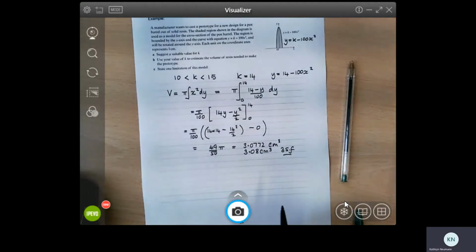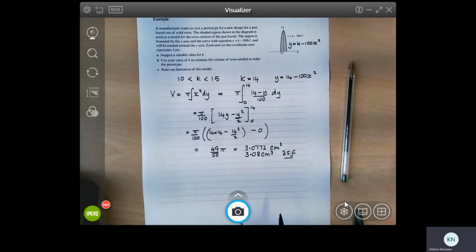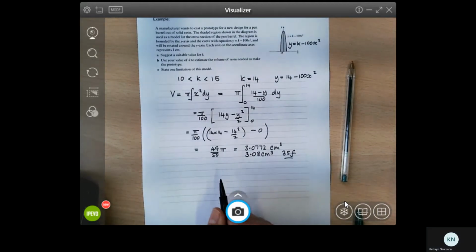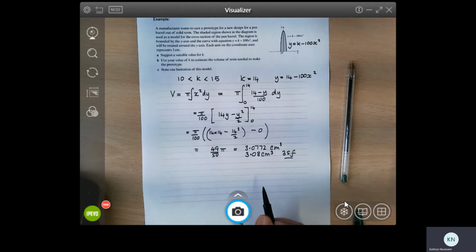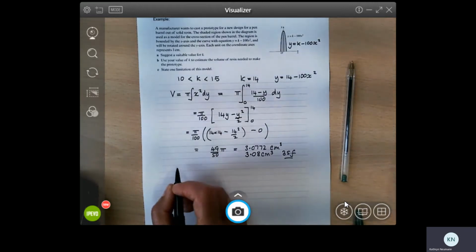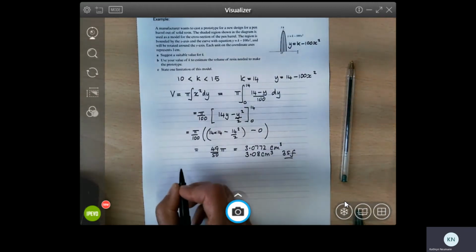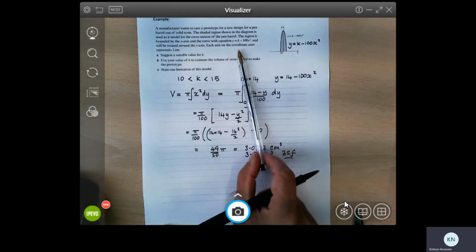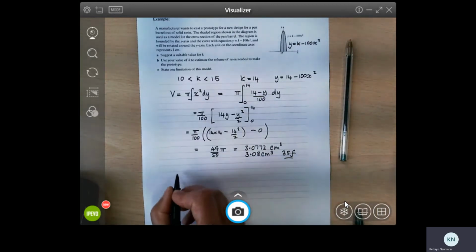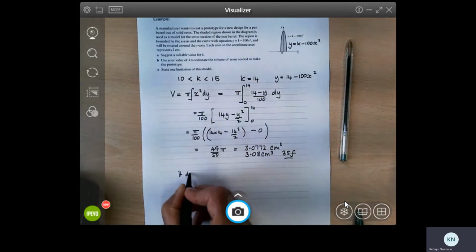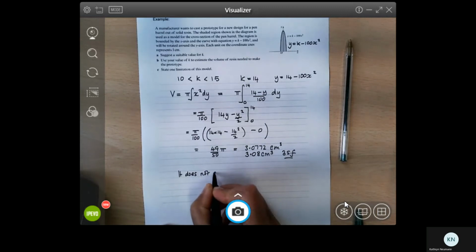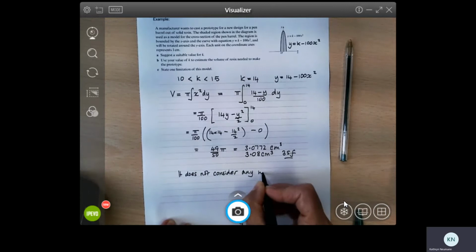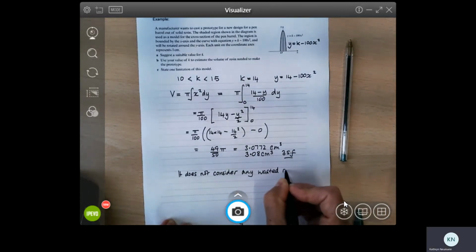Now, the last part of the question says, state one limitation of the model. So one thing about the model that's not going to work out quite right. A couple of things you could say here. A limitation is it does not consider the wasted resin. It's unlikely in a manufacturing process that you wouldn't waste any resin at all. So you could say for a limitation, it does not consider any wasted resin.